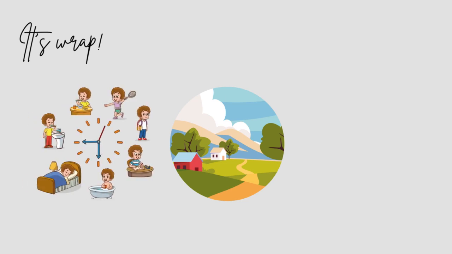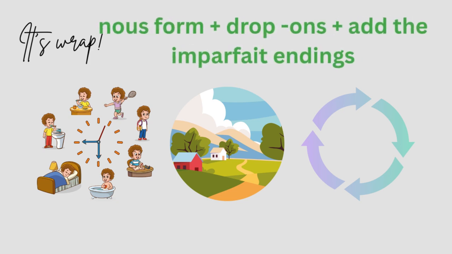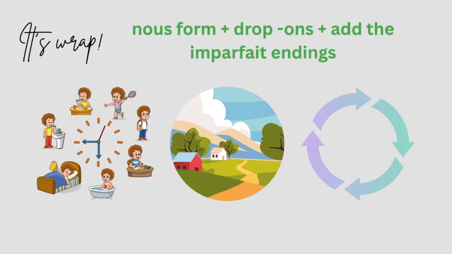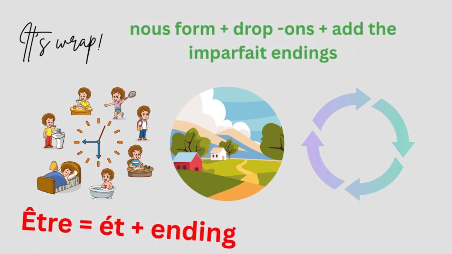All right, let's wrap it up. Here's what to remember about l'imparfait. Use it for background, habits, and descriptions. To form it, take the nous form, drop ONS, and add the imparfait endings. The only irregular verb, être, with the stem ét.